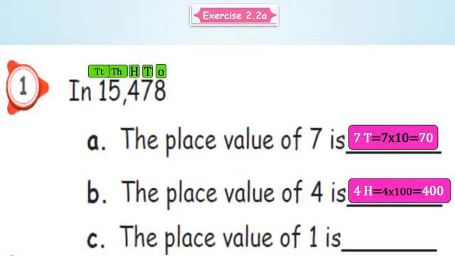Finally, the place value of 1 is. So 1 above, what will be the answer? TT. TT means 10,000. See here, 10,000. So what should be the answer? 1 TT equal to 1 into 10,000, that is equal to 10,000.